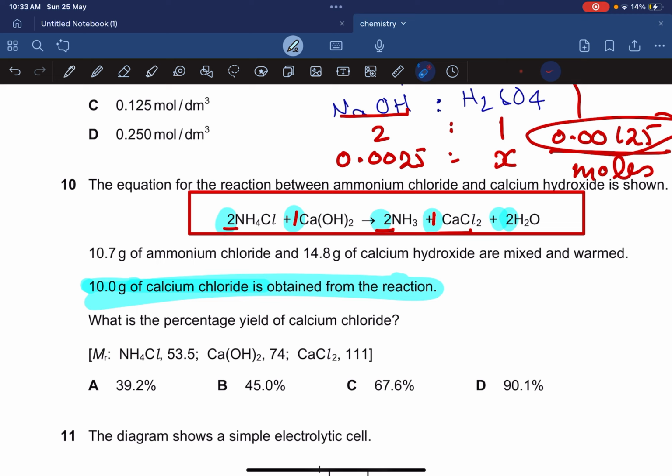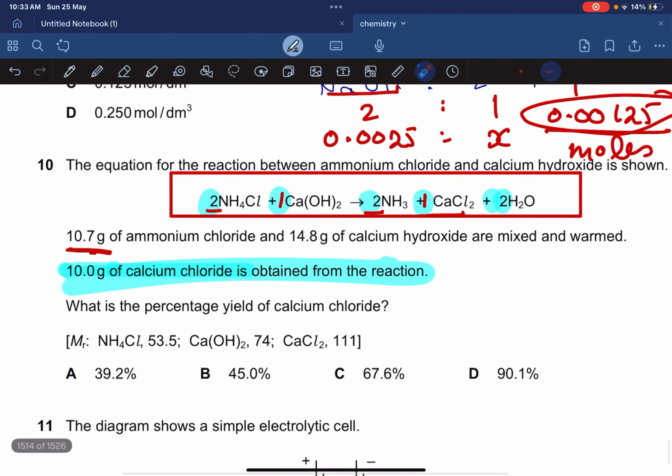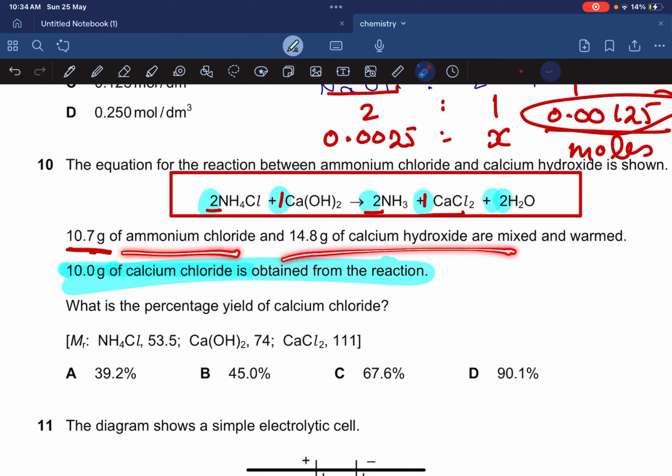Okay? So let me take any kind of mass. Are we given what's in excess? Because we never take the one in excess. The equation for the reaction between ammonium chloride and calcium hydroxide. This much ammonium chloride, this much calcium hydroxide. Okay, and this much is formed.